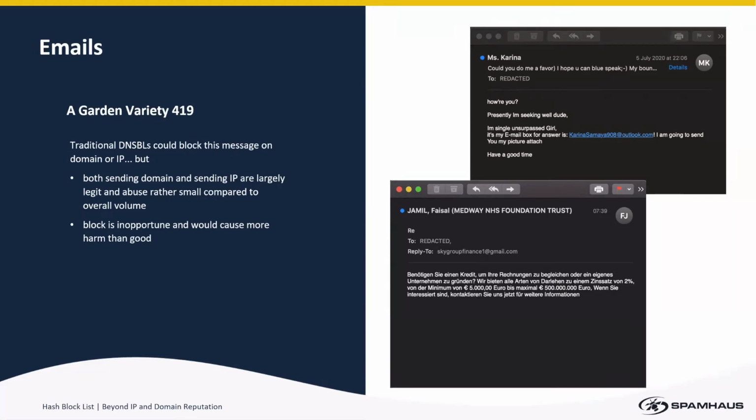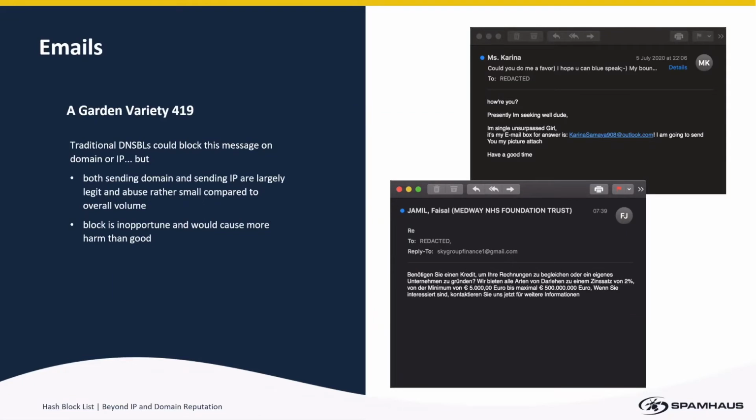So we're just going to look at a couple of garden variety 419 emails. Essentially, 419 is the Nigerian termed scam. It's not specific just to Nigerians, but it's where this 419 term was assigned. But you are seeing this from all over the internet now, not just to pick on Nigeria. It's happening everywhere now. So when you look at 419 emails, this is something that you can block with your traditional IP and domain reputation.